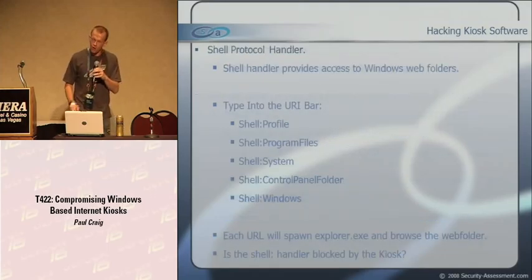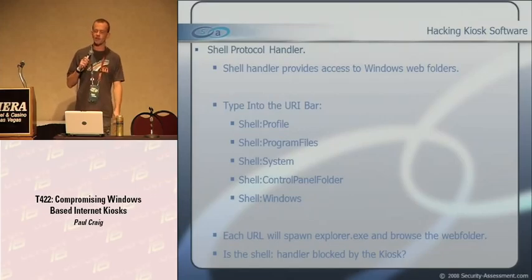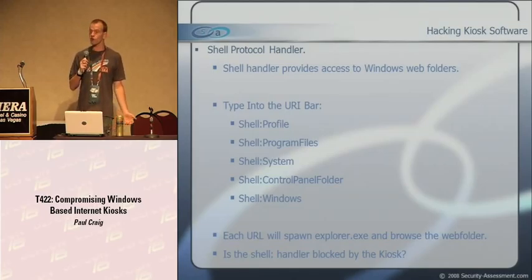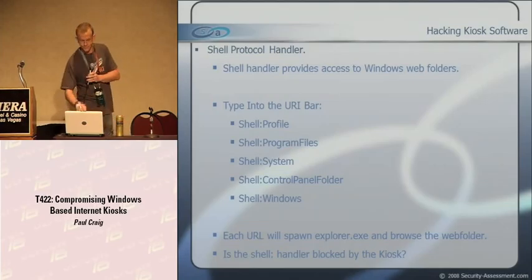Okay, now the shell protocol handler. The shell handler provides access to Windows web folders, with URLs like shell:profile and shell:program files. Each URL you type in will spawn explorer.exe and browse the particular web folder. So a good thing to check is whether the shell handler is blocked by the kiosk. Can we access that? If you can, you win.